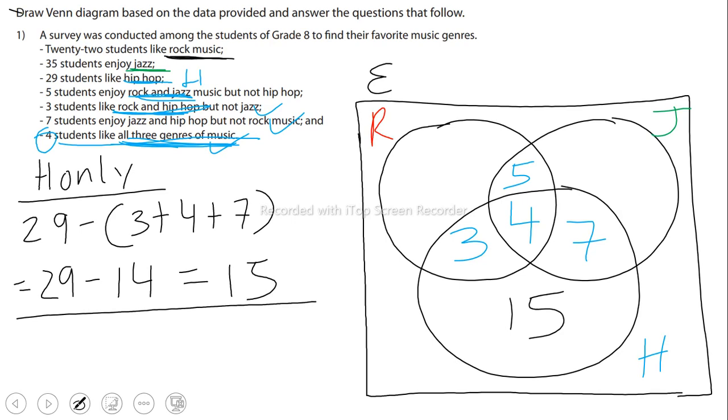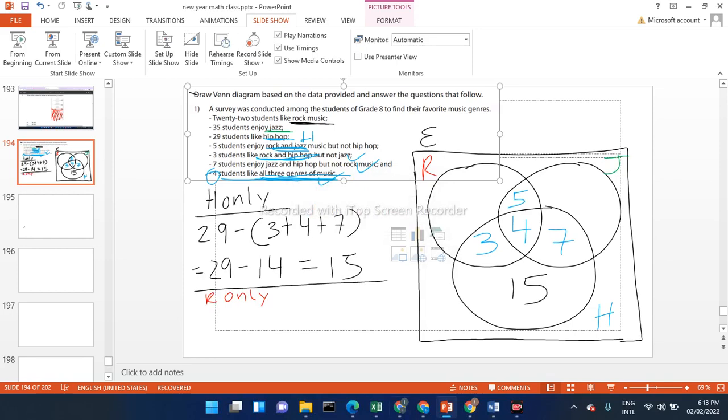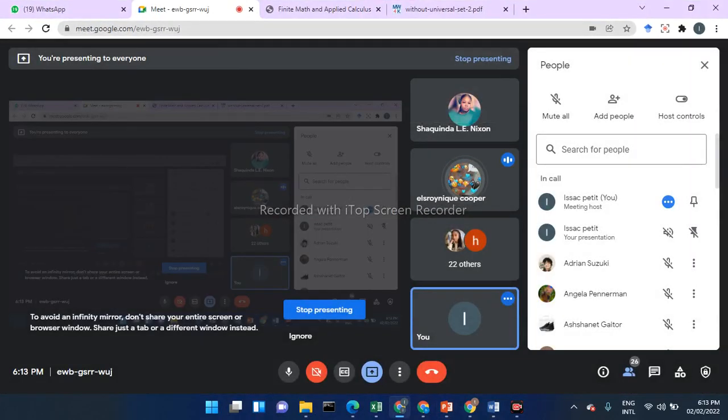So for R only, how are we going to figure that out? You add 5, 4, and 3, and subtract it from 22. Okay, yes. One moment. Someone is trying to join. 12 from 22. It'll be 10 only.